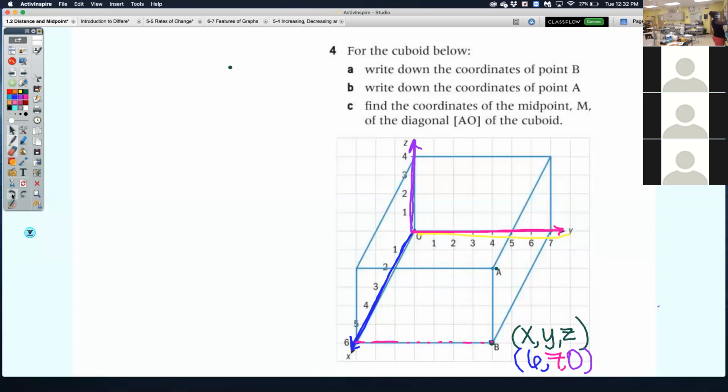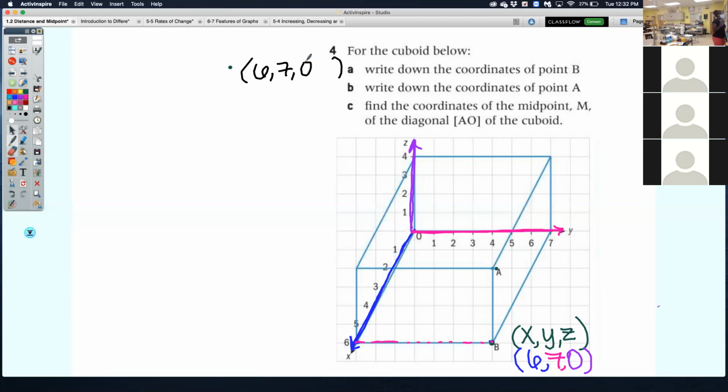So for A, you count up from B. In geometry, we call this the bunny hop, where you just do the loops. You count to A, you just do that vertical line and count 1 for every unit. You get 4, to find Z. So again, the coordinates of B would be 6, 7, and 0.